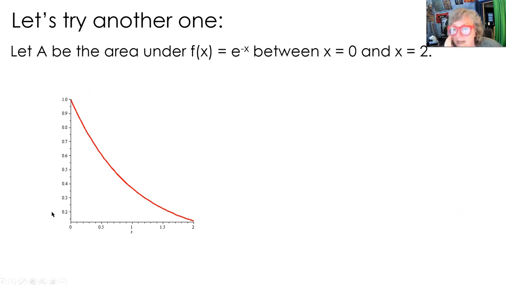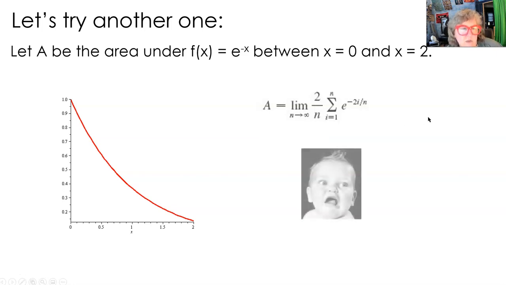Suppose I have A as the area under this curve, and this curve is defined by e to the negative x, and I want the area between 0 and 2. Well, let's see, my delta x is going to be 2 over n. My function values are going to be e to the negative xi. So if I wrote it as a summation, I would get this. I cannot do this right now. I don't have any formulas with e. The only way we can do this one is to estimate it. We can make n bigger and bigger, but I don't have any nice formulas for this. So we're not going to look at it. We're not going to play with it.